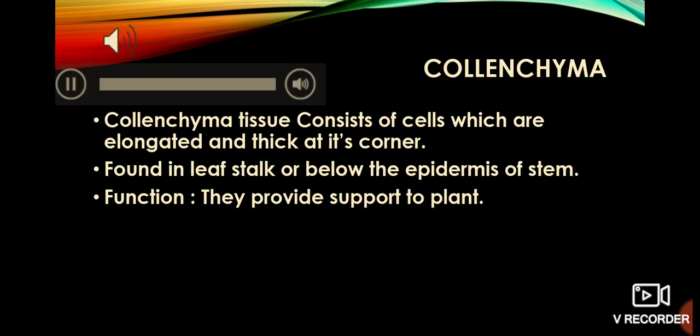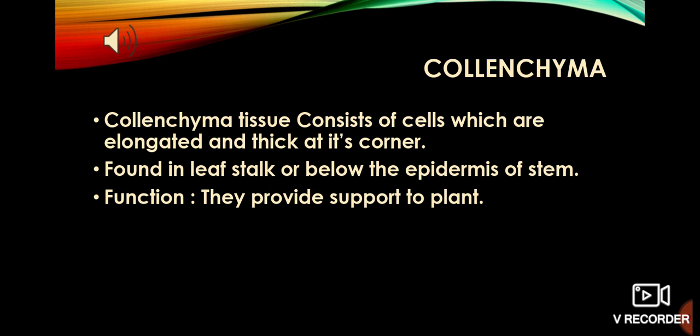Now the next type of supporting tissue is the collenchyma. As you can find in the book also, the meaning of colla is glue. Now this consists of cells which are a little elongated and they are thick at the corners. They are not entirely thick, like parenchyma cells which are thin, but these cells are thick at the corner.